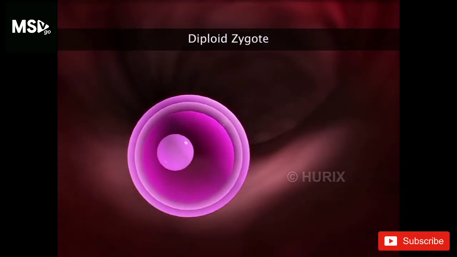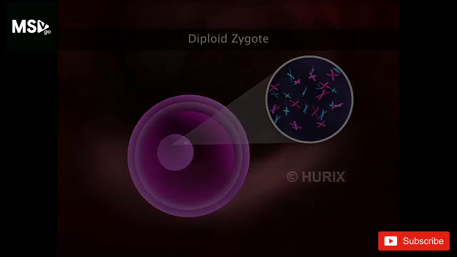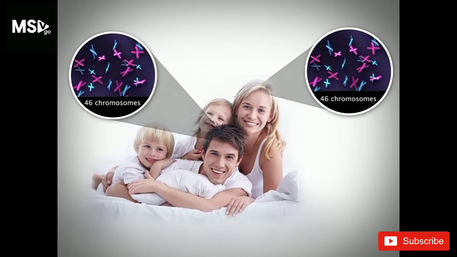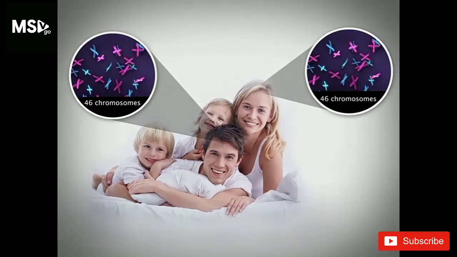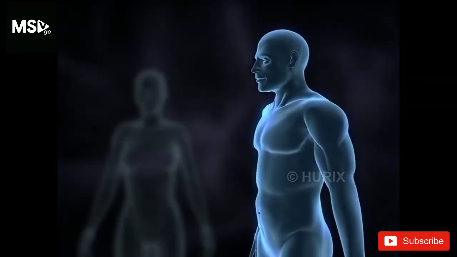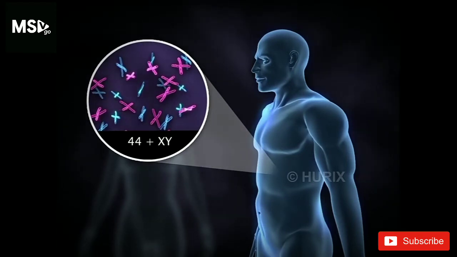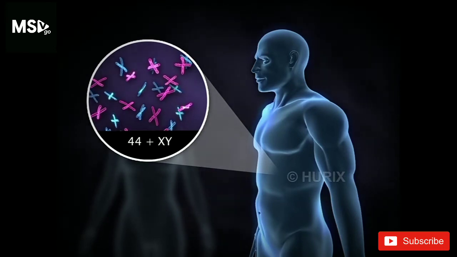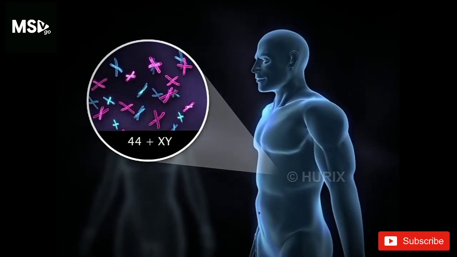The zygote is diploid since it contains two sets of chromosomes. Human beings have 46 chromosomes, out of which 44 are autosomes, and the remaining 2 are sex chromosomes. The human male contains 44 autosomes plus 1 X and 1 Y chromosome. So, 50% of the gametes formed by the male will have X and 50% will have Y chromosomes.